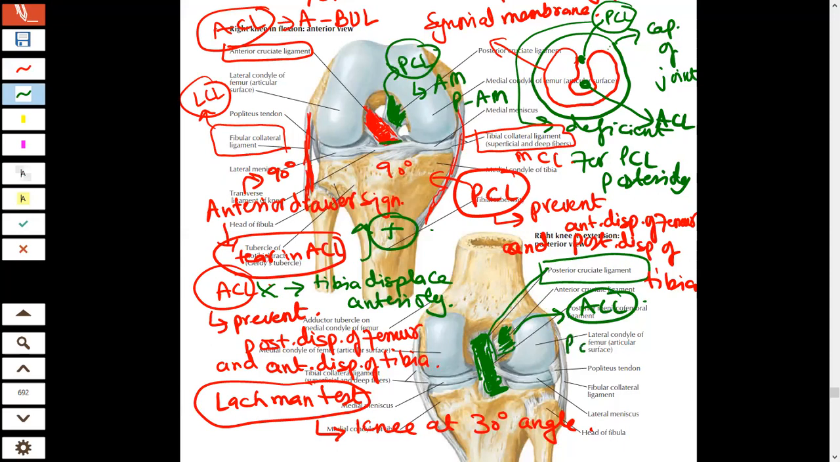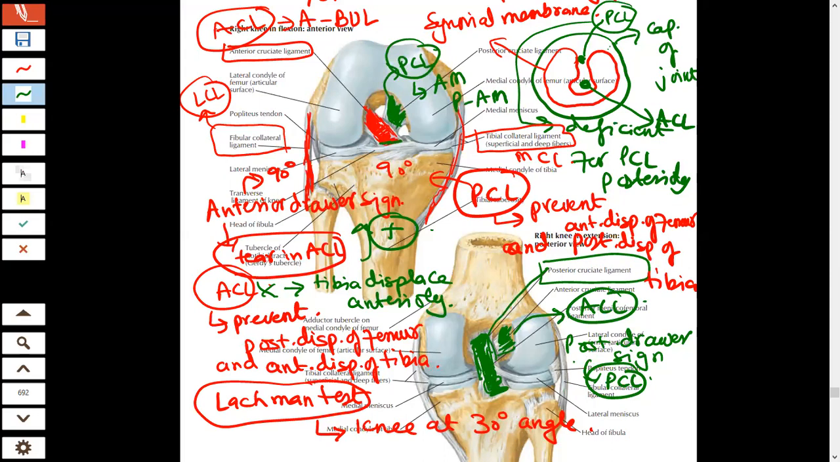The posterior drawer sign is for your PCL. What is the function of the PCL? To prevent posterior displacement of tibia and anterior displacement of femur. Obviously, if the tibia displaces backward, then the femur will automatically go anteriorly. Or if in the ACL the tibia is displacing anteriorly, then the femur will automatically go posteriorly. So what is the PCL? Please remember, it is preventing posterior displacement of tibia.